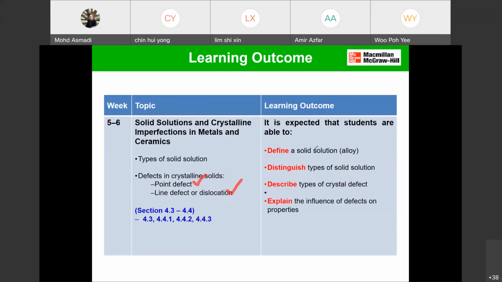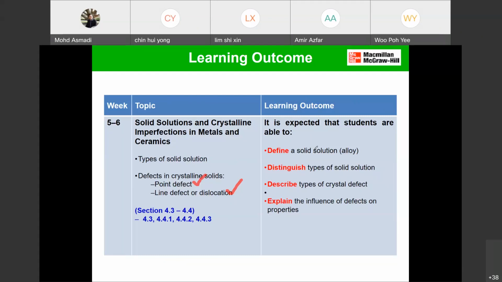How can we calculate, between two solids or two metals, how many percent you can solubilize, or in terms of the mixing, whether it is favorable or not? Is it 100% solubility like nickel in copper, or only 50% when you mix copper and zinc? We will define this in these solid solutions. We want to distinguish the types of solid solution, and I hope that later you can describe the types of crystal defects and explain the influence of defects on the properties.